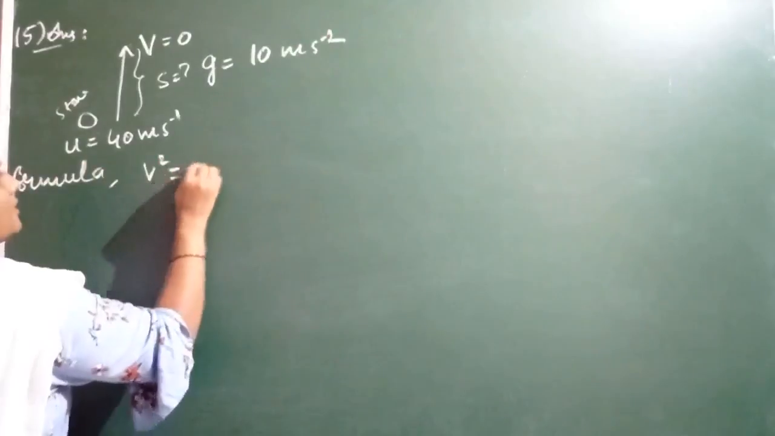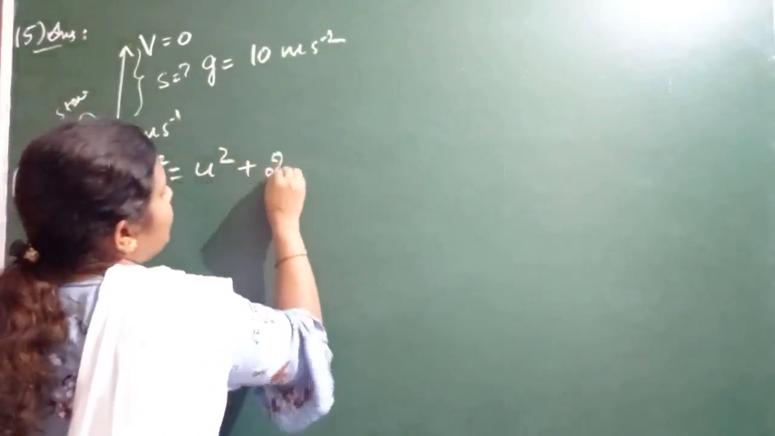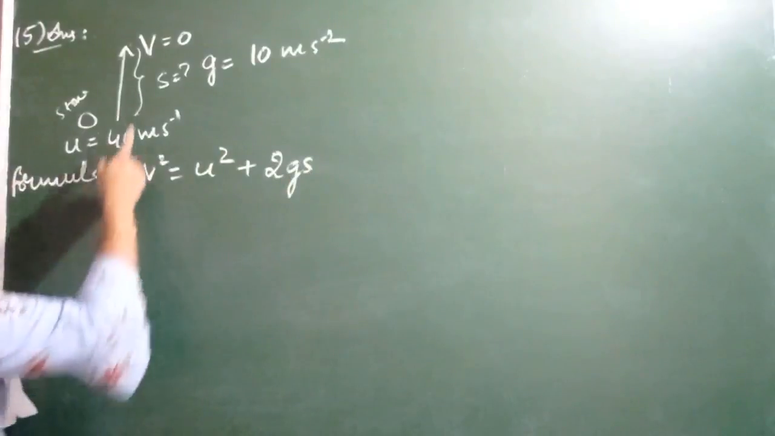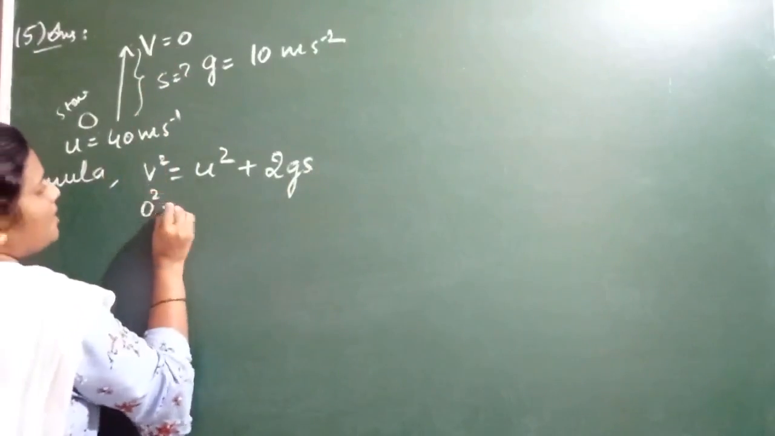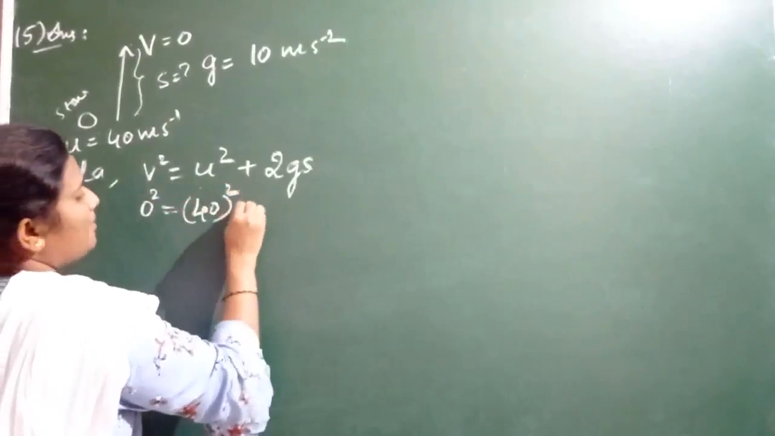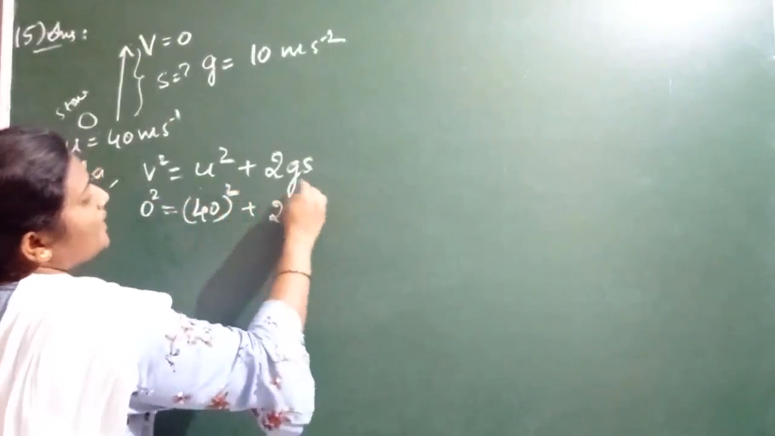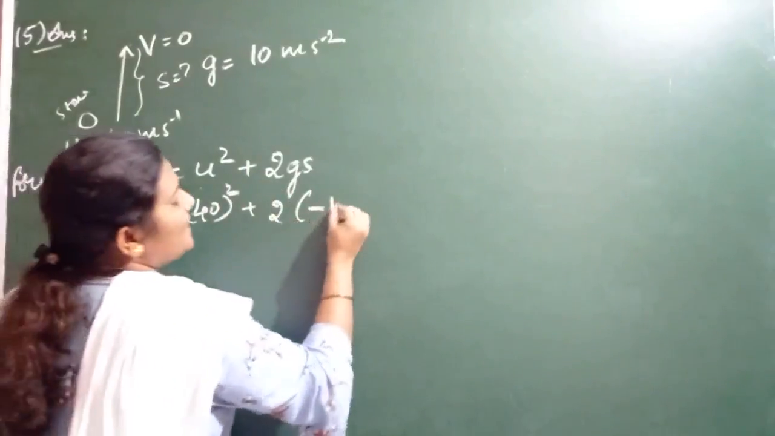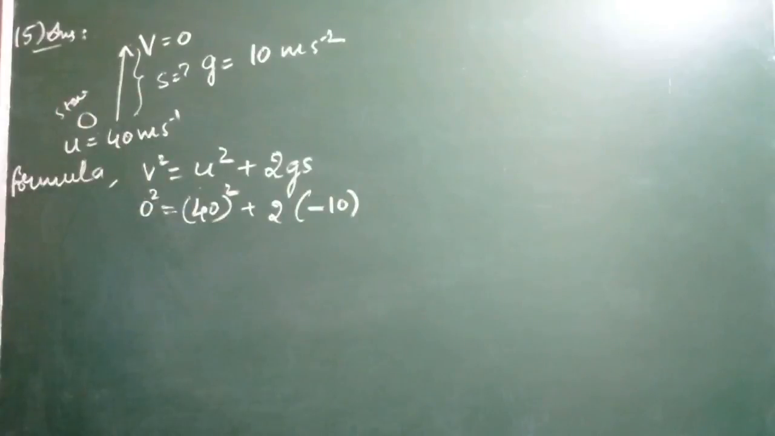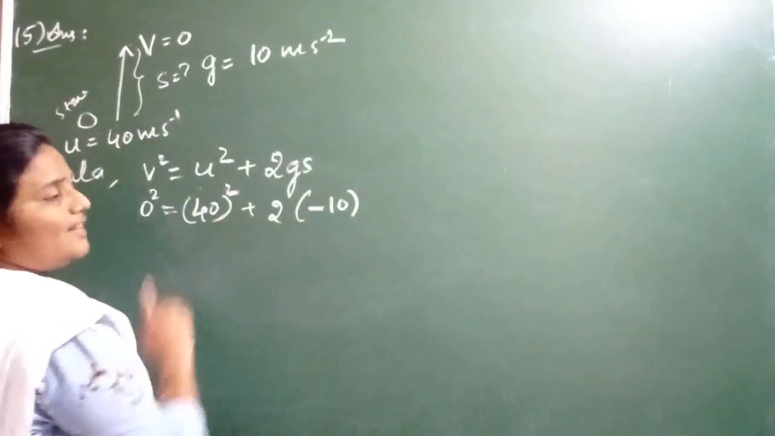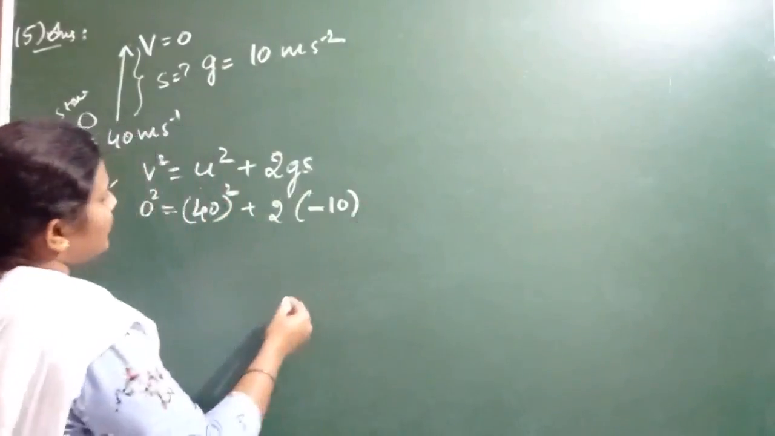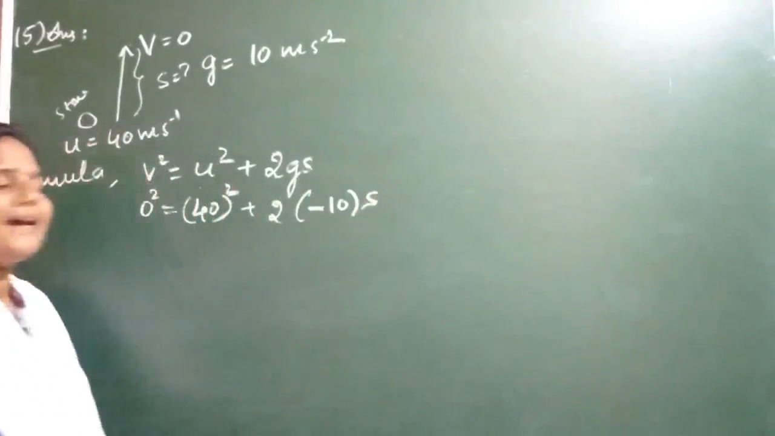Now let us use the formula, children. v square equals u square plus 2gs, isn't it children? So what is the v value? 0 square, then u is 40 whole square, plus 2 into, what is the g value? Minus 10, because it is moving opposite to the direction of gravity, children. So the sign will change. So what is the s value? Yes, s only we are going to calculate.